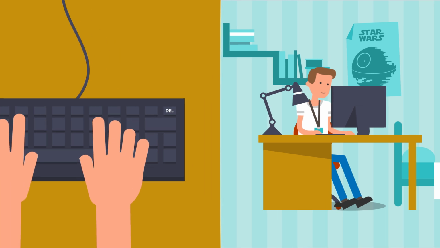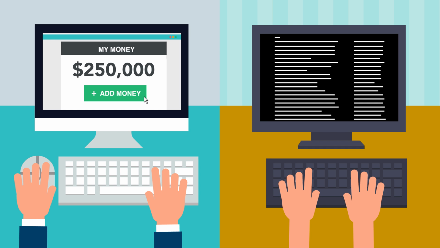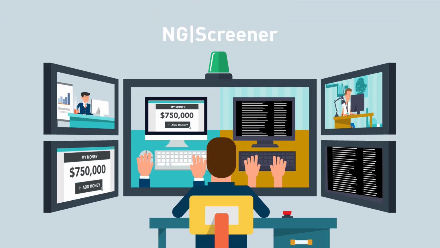John can erase all traces. Nobody would even realize what Bob has done. However, Bob and John didn't know the bank had recently implemented NetGuardians software platform, NG Screener.